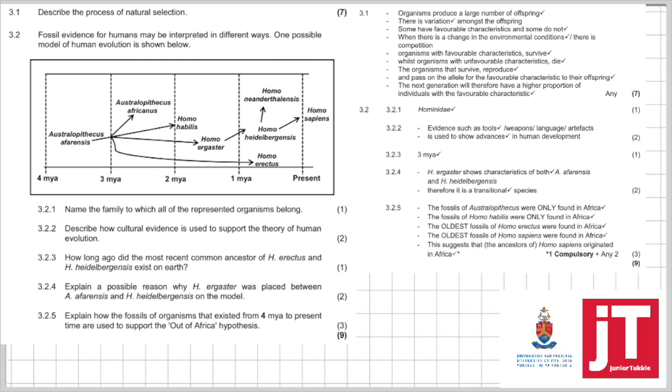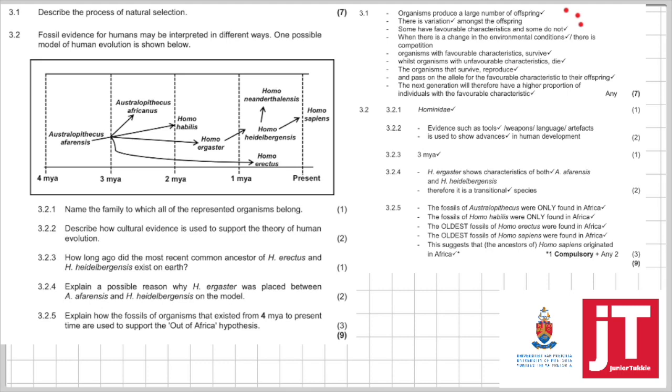3.1. Describe the process of natural selection. Very easy, straightforward, nothing to apply, so you just have to regurgitate what is in the exam guidelines. Organisms produce a large number of offspring. There's variation amongst the offspring. Some organisms have favorable characteristics and some do not.